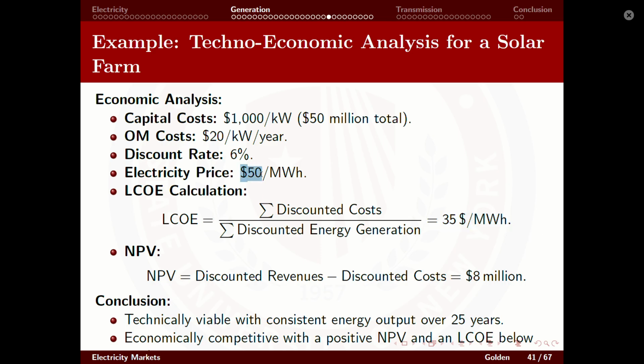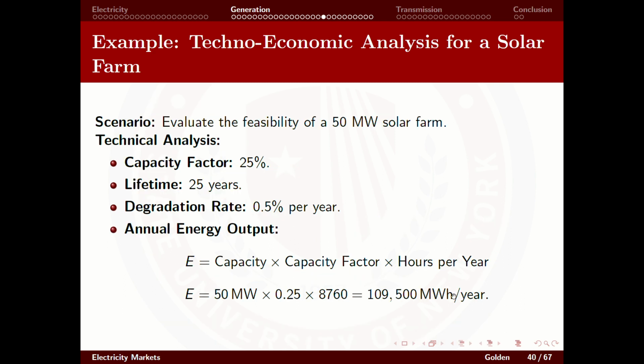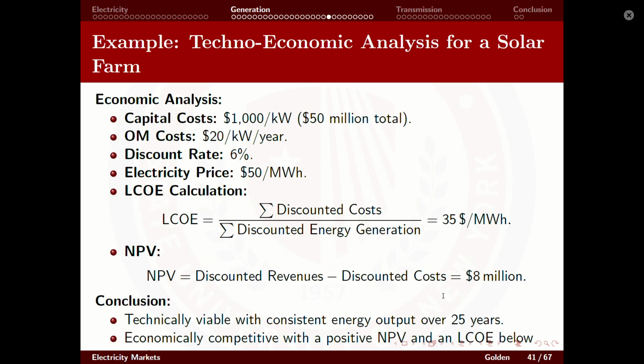Now you have an electricity price of $50 per megawatt hour. You do 50 minus 35, and multiply by the total electricity you expect over the years. So you subtract discounted costs from discounted revenues, and you get 8 million. So this is technically viable and consistent with the energy output you expect. It's economic and competitive, with a positive NPV and an LCOE below the electricity price. So you can go forward with the project. I can't stress enough that this is something you'll do very often throughout industry.